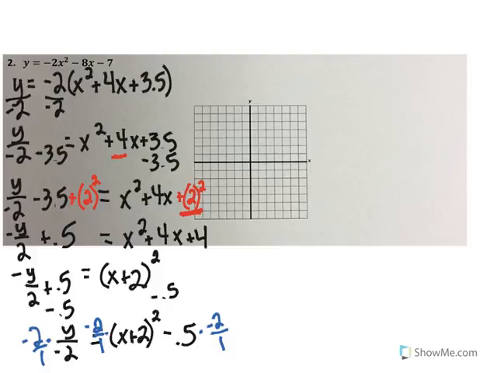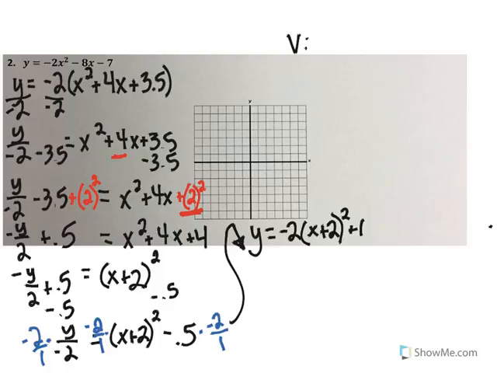And here's our y equals negative 2. Negative half times negative 2. Plus 1. What's my vertex? Negative 2, 1. Awesome. Let's graph it.